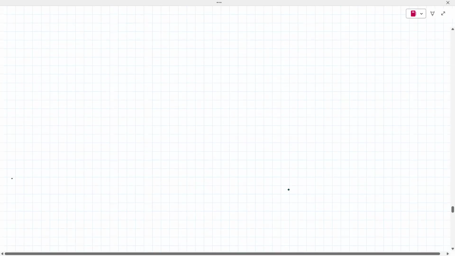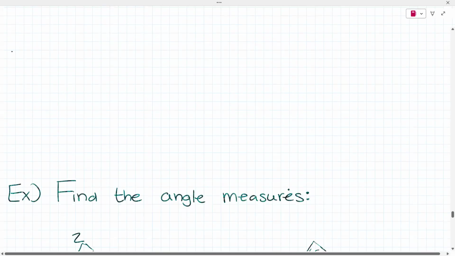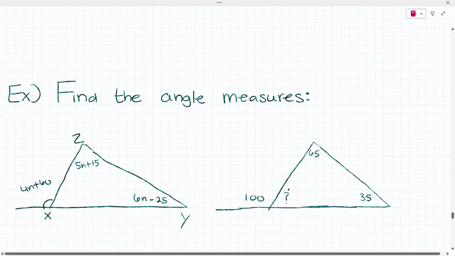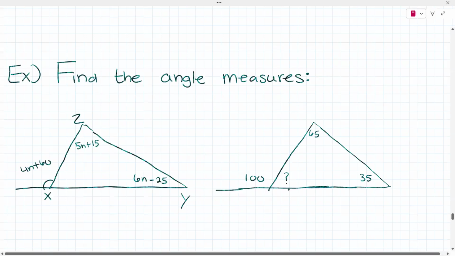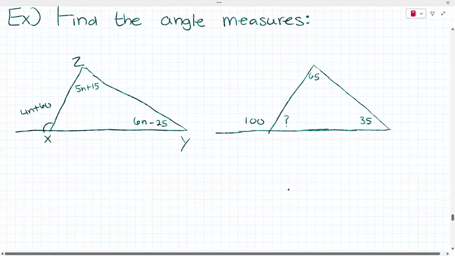Okay. Yeah. So let's move on to two more examples. So in this example, it says find the angle measures. So it looks like these two triangles are congruent.